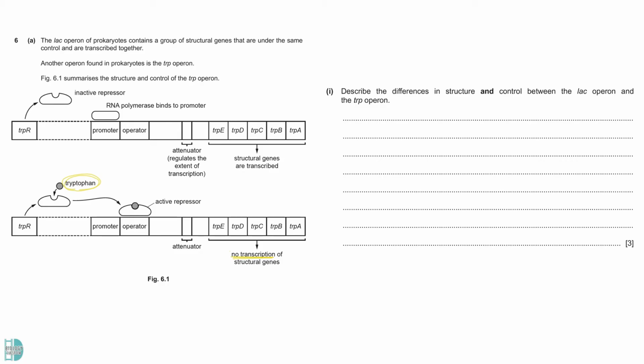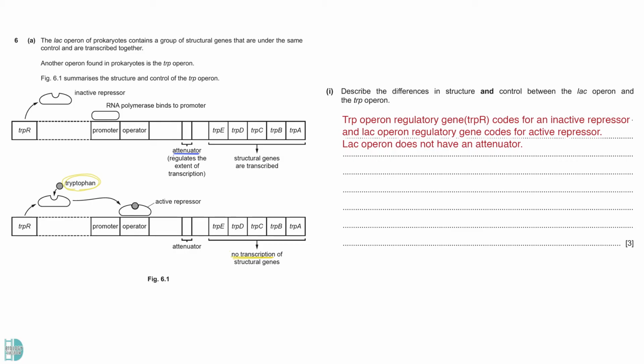Let's talk about the structure. The trp operon regulatory gene codes for an inactive repressor, while the lac operon regulatory gene codes for an active repressor. The attenuator in the diagram was not found on the lac operon. The lac operon has 3 structural genes, but the trp operon has 5.